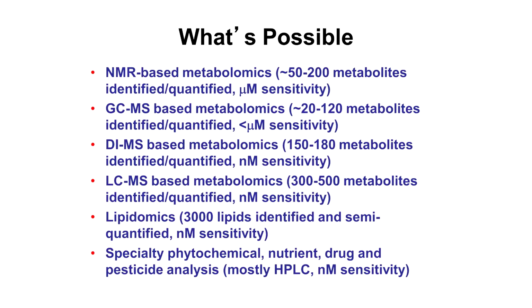So if you do NMR-based metabolomics really well, you can identify between 50 and 200 metabolites, and you can quantify them as well as identify them. If you do GCMS really well, you can potentially identify up to 200 compounds, but in terms of quantifying them, it's typically a lower number, between 20 and 120. The different LCMS methods, in terms of identifying and quantifying things, it's somewhere between 150 and maybe 300.